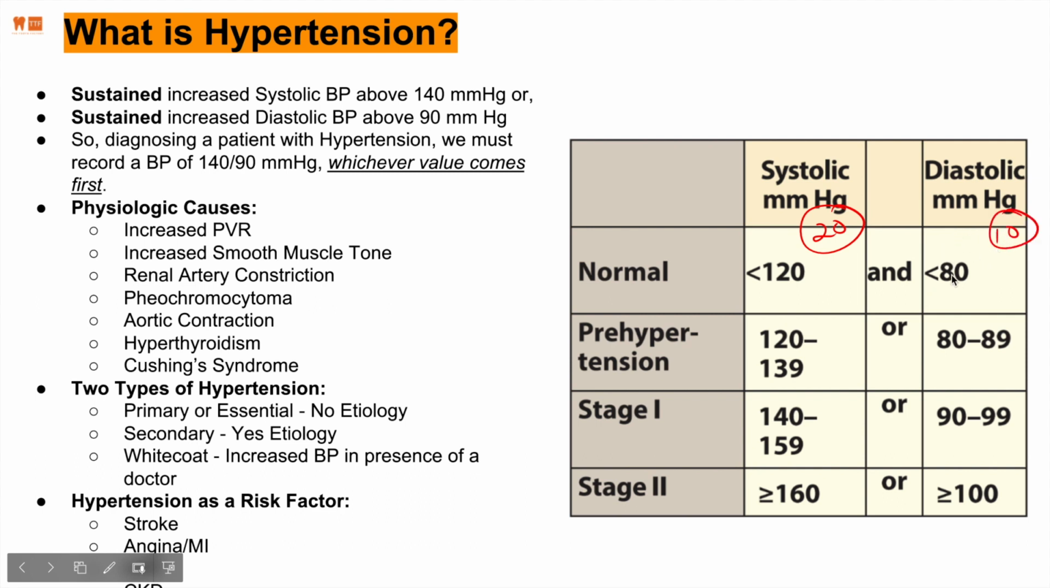For example, diastolic 80 to 89, 90 to 99, then 100. So 80 to 90, 90 to 100, they increase from prehypertension to stage 1 to stage 2. Systolic, we have 120 to 140 to 160, increasing by 20. Okay, just a way to remember the numbers.